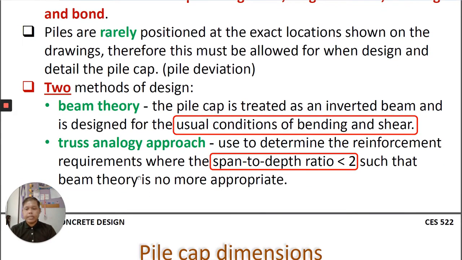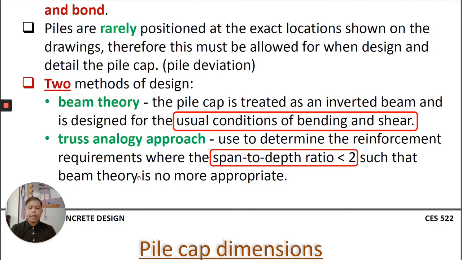Two methods of design. The first is beam theory. The pile cap is treated as an inverted beam and is designed for the usual conditions of bending and shear. We will see this in the example. The other is the truss analogy approach, used to determine the reinforcement requirement where the span to depth ratio is less than 2, such that beam theory is no longer appropriate. So we will see the difference between beam theory and truss analogy theory, which parameter causes the difference and what the result will be.